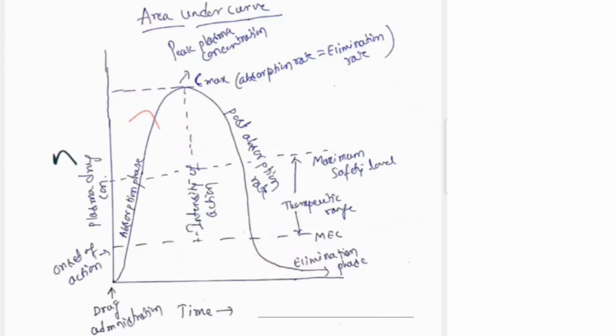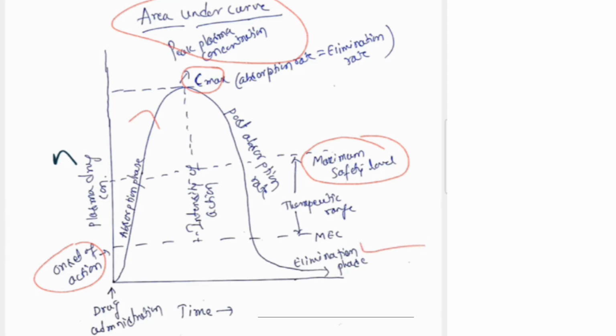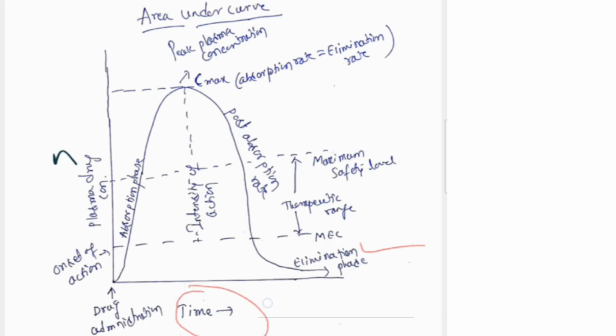Area under curve. With the help of this graph, we can analyze various things like the onset of action of the drug, the maximum safety level of the drug, the peak plasma concentration, and how the elimination phase is. All these things we can easily understand using this graph. In this graph there are two factors: time, which is on the x-axis, and plasma drug concentration, which is on the y-axis.